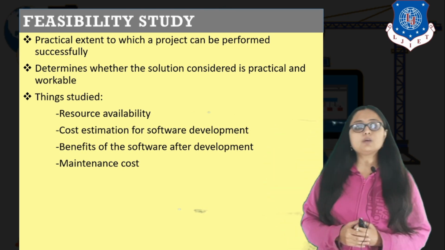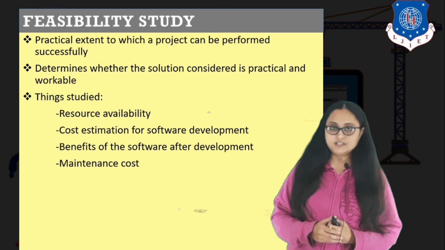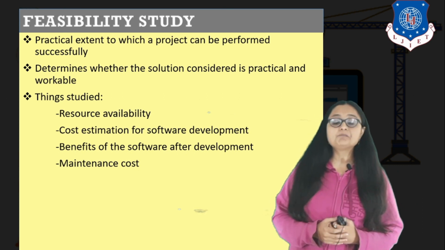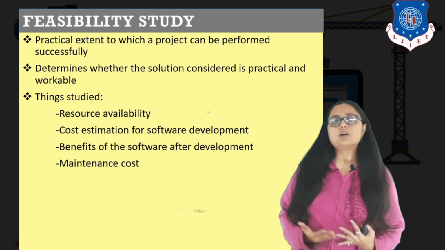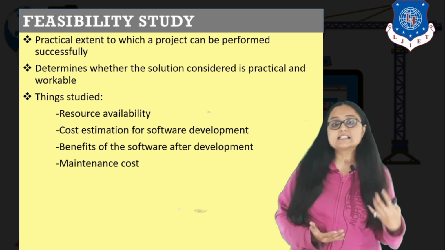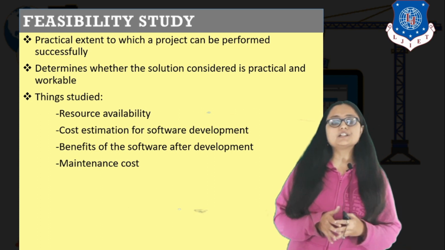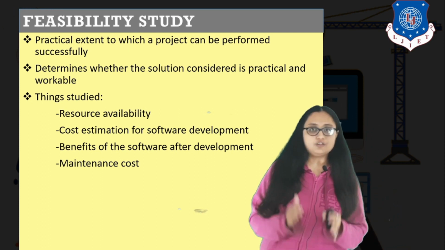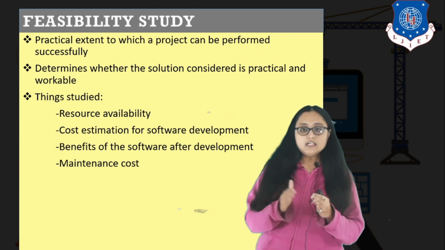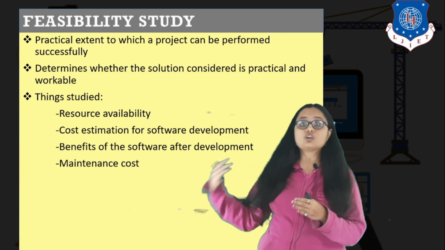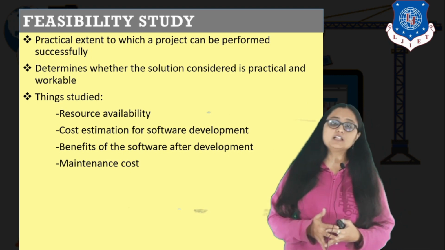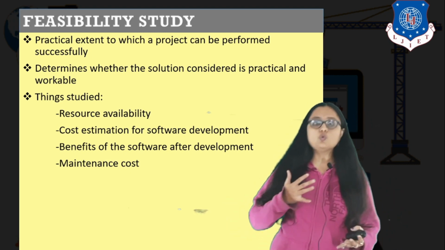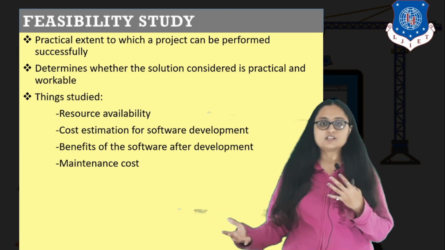Now the next topic that we are going to study is feasibility study. What do you mean by feasibility? Feasibility is the practical extent to which a project can be performed successfully. Basically it determines whether the solution that you are going to consider is practical and workable or not. The things that are studied in feasibility vary. It is not only whether your project will be successful or not.